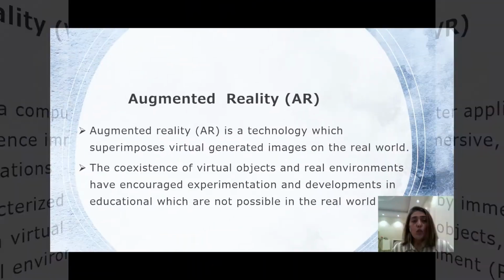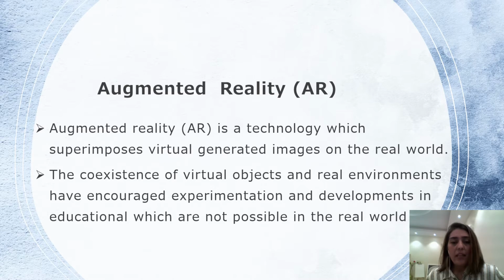When we talk about augmented reality, we are actually looking at things which are real, but the magnification of that reality is so high that you can go in depth into the details of an object. So augmented reality is a technology which superimposes virtually generated images on the real world. The coexistence of virtual objects and real environments has encouraged experimentation and developments in the educational environment which are not possible otherwise.